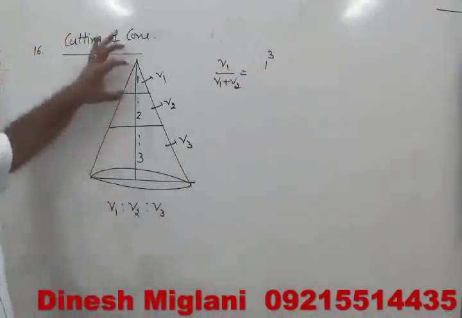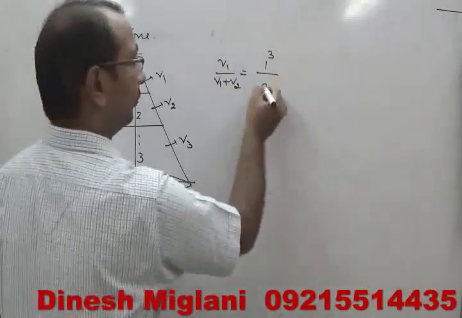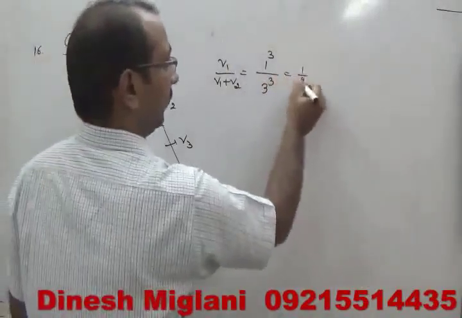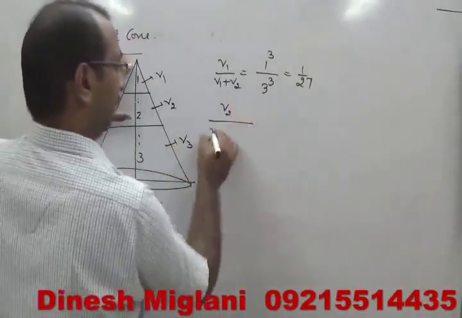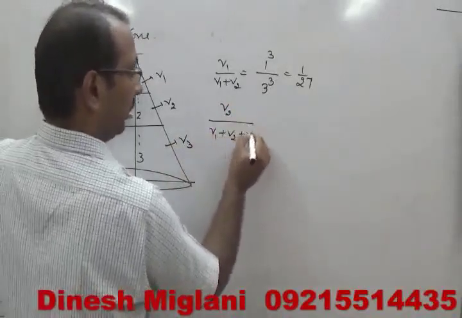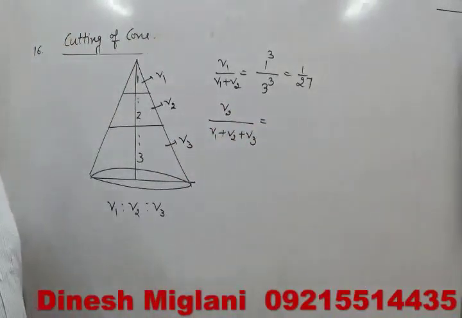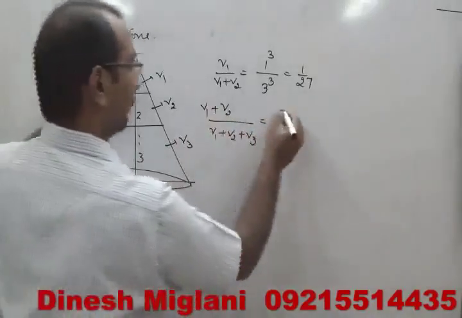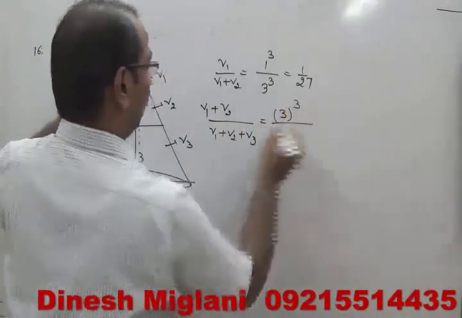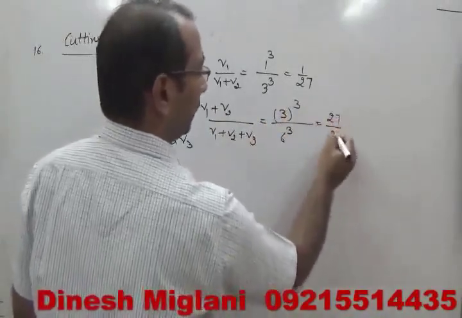V1 is 1, height is 1, V1 plus V2 height is 3. So divide by 3 cube. You may take it as 1 by 27. Similarly, I may say V2 divided by V1 plus V2 plus V3. If I say V2 equal to V1 plus V2 plus V3, so V1 plus V2, that is 3 cube, upon total is 6, 6 cube. So I may say this is 27 upon 216, right?